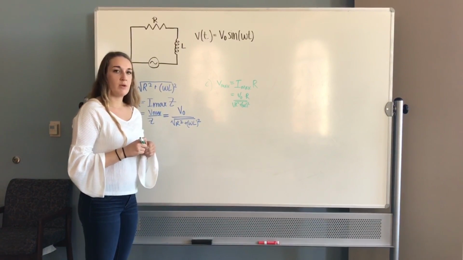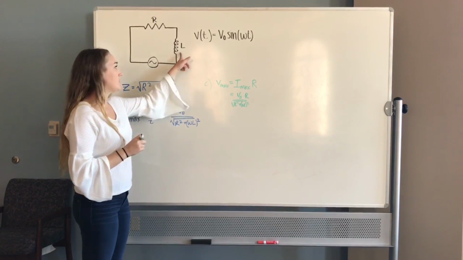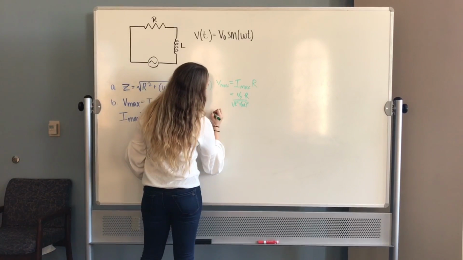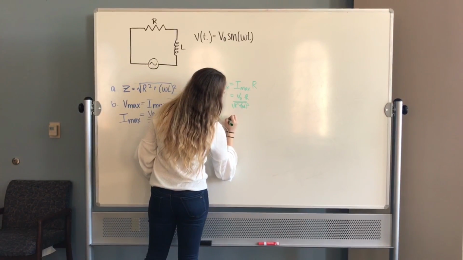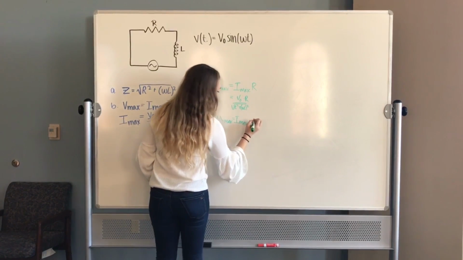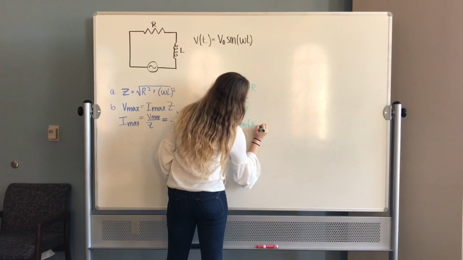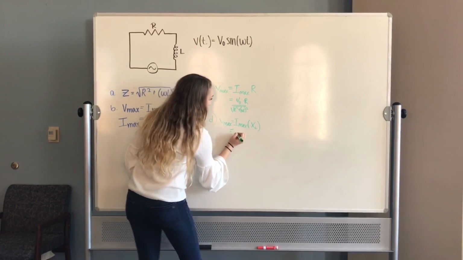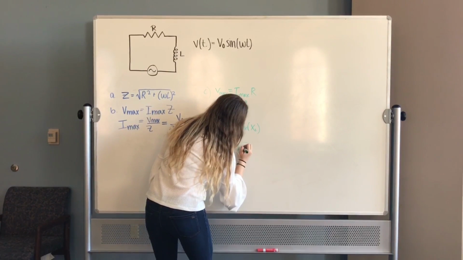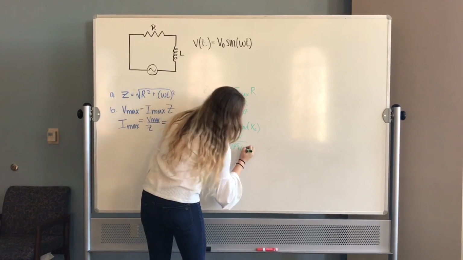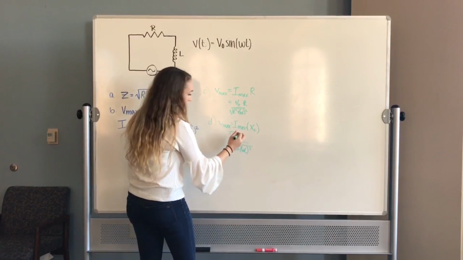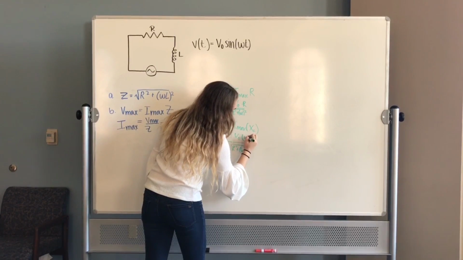For part D of this problem, we want to find the amplitude of the voltage across the inductor, which again is just going to be the maximum voltage across the inductor. The equation we have for this is the maximum current times the reactance of the inductor. So again, the maximum current is the initial voltage divided by the square root of the resistor squared plus the reactance of the inductor squared. And then the reactance of the inductor is omega L.